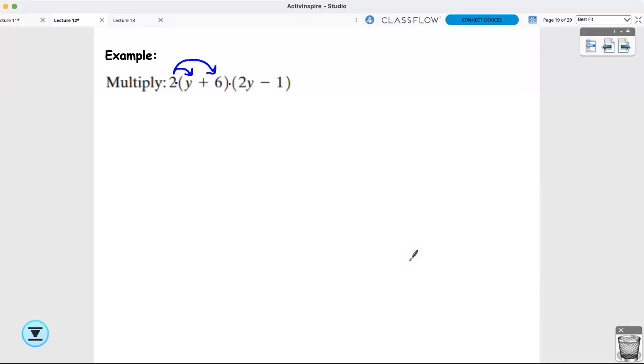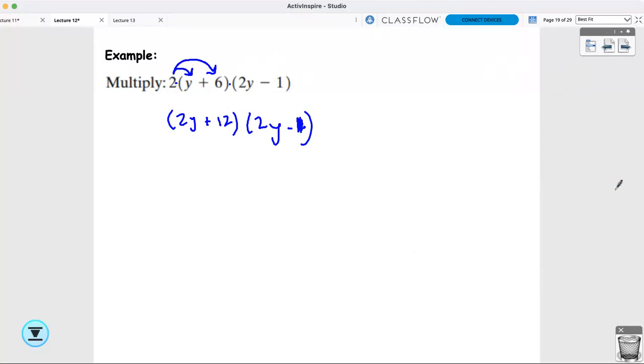So now let's go ahead and distribute that 2, right? 2 times y is 2y. And then we have 2 times 6, which is 12. So we have 2y plus 12. Notice how I kept the parentheses because I'm gonna have to multiply it with the other parentheses next to it too.